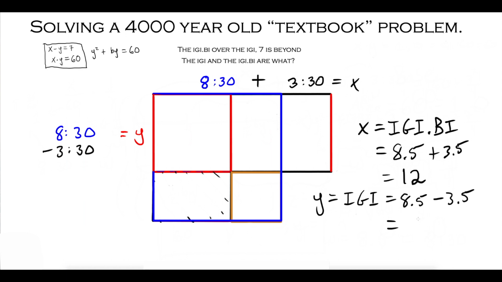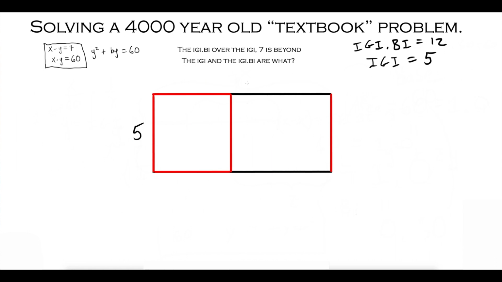So then our long line, what we originally started with, the EGB, is 12. And the small line, the EG, is 5. And we can check our reciprocals. 12 divided by 60 is 1/5. And 5 divided by 60 is 1/12. And that is how you solve a 4,000-year-old textbook problem about the EGB and the EG.